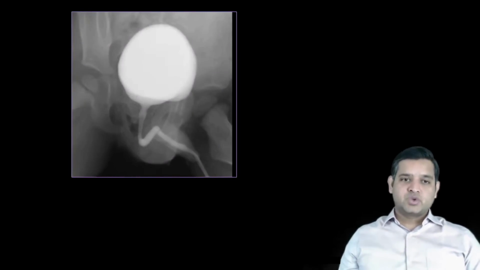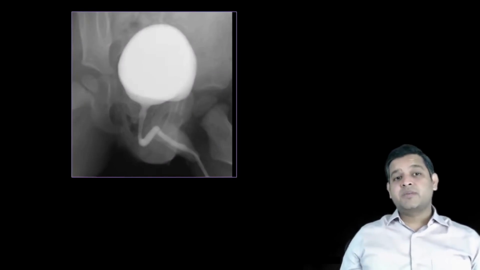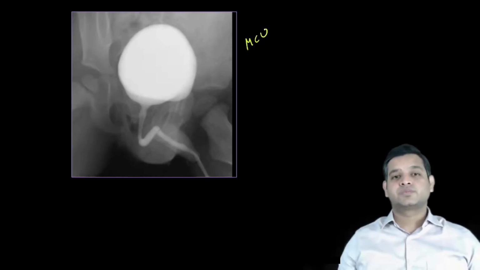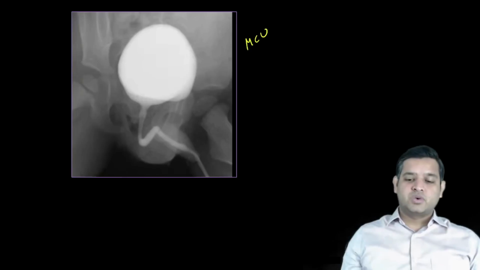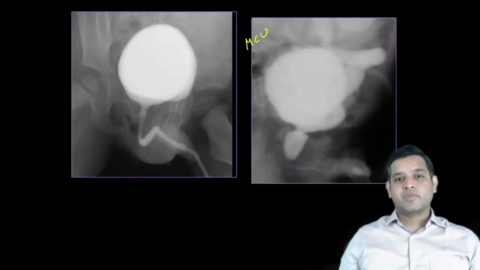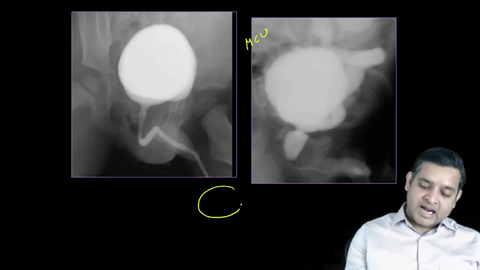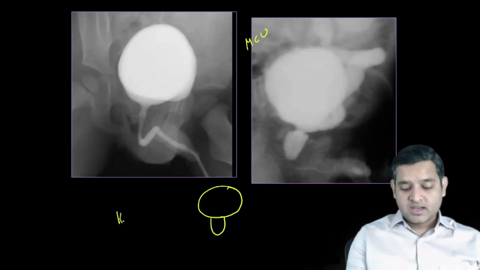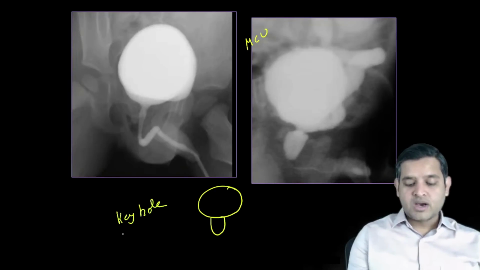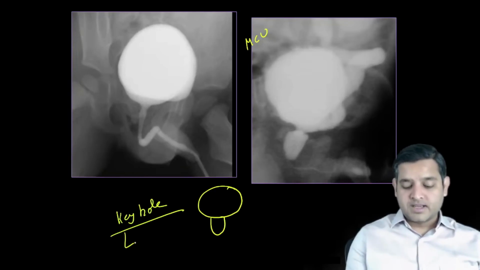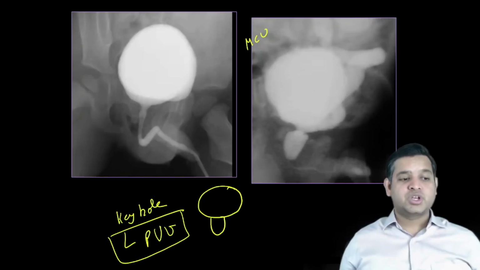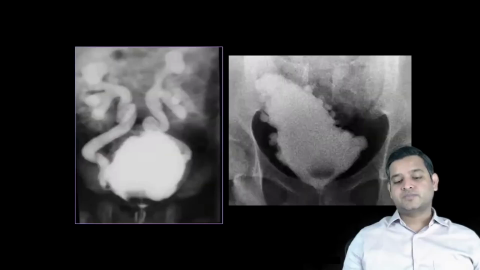Yes, duplicated system shows drooping lily sign. That's a normal image. We have already seen that in the past. What is this? This is a normal MCU. This is how a normal MCU looks like. Whereas what do we see here? Now you are seeing a bladder and a dilated posterior urethra, which is called a keyhole appearance. Keyhole appearance is a feature of posterior urethral valve. So that's a classical image of a posterior urethral valve.